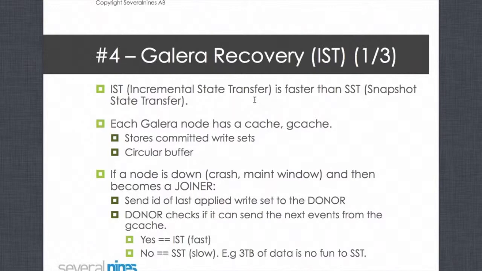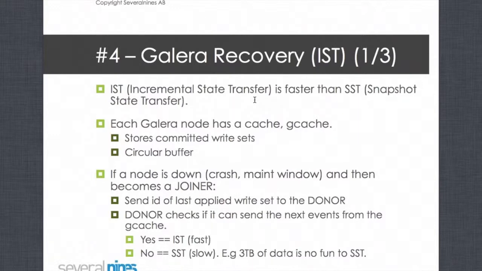So when a node wants to join, it will first try to ask the donor to send the events from a particular point in time when the node failed. If the donor can do that, which means these events must exist in the Gcache, it will perform an IST. If it can't, it will perform an SST. And transferring 3 terabytes of data is really not so fun, right? So an SST is slow, and that's something we would like to avoid.